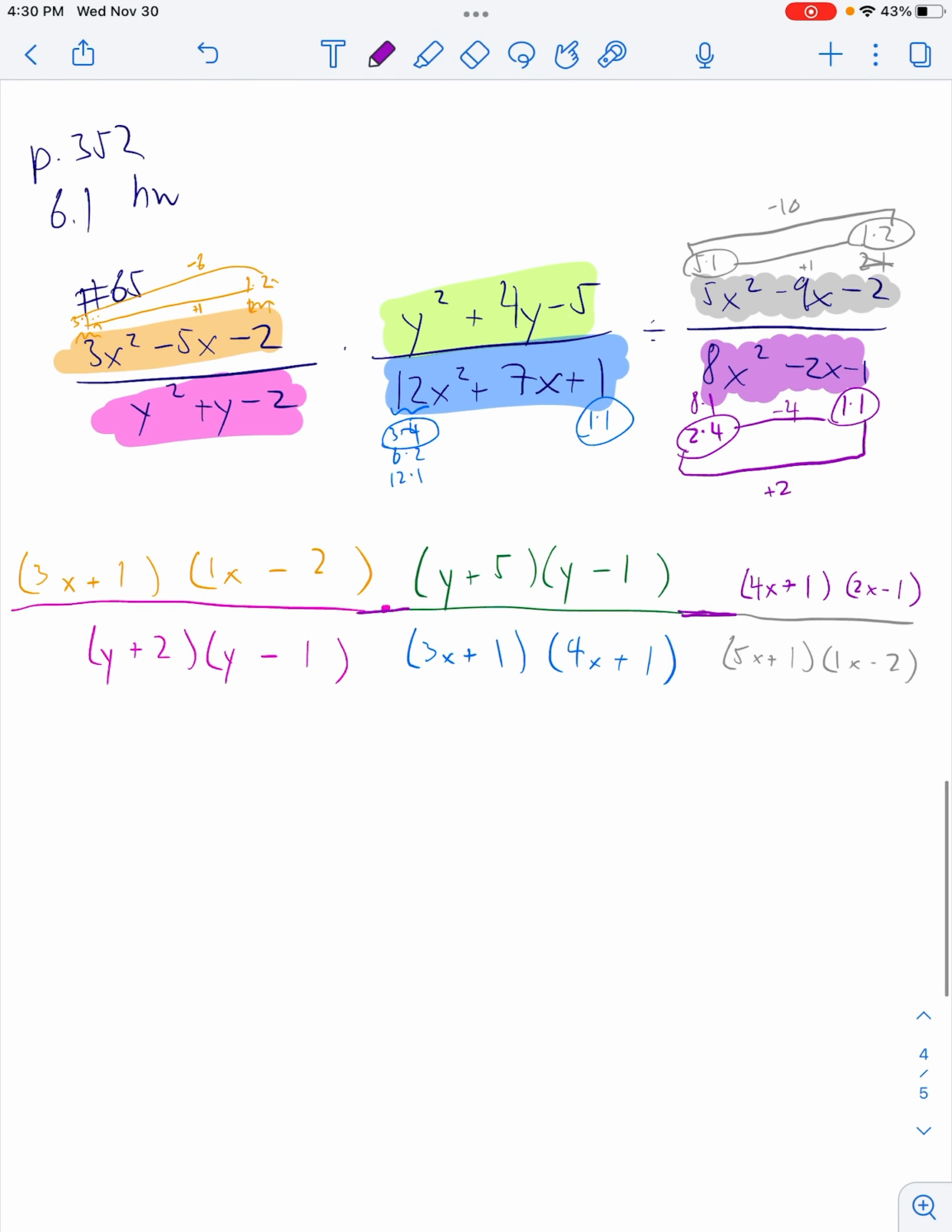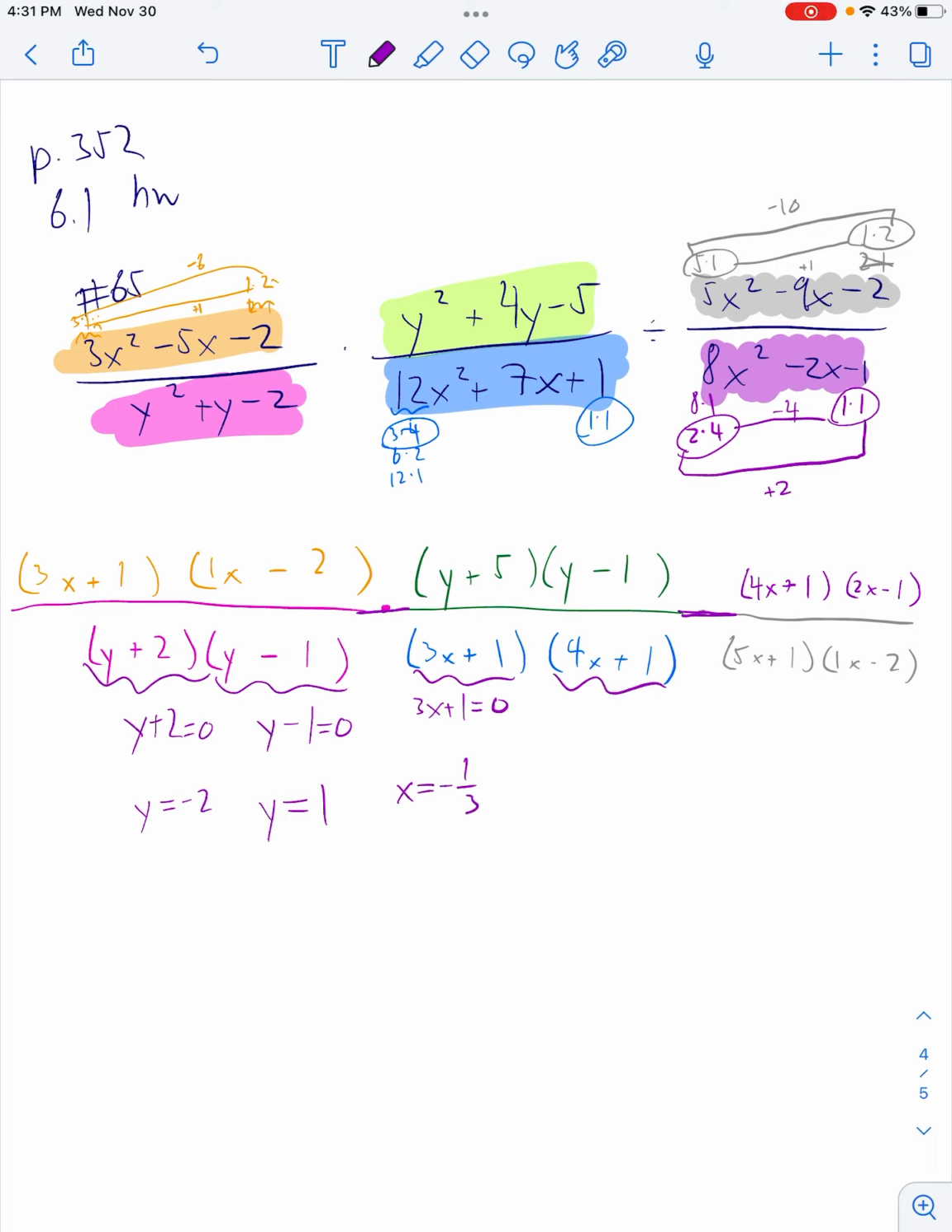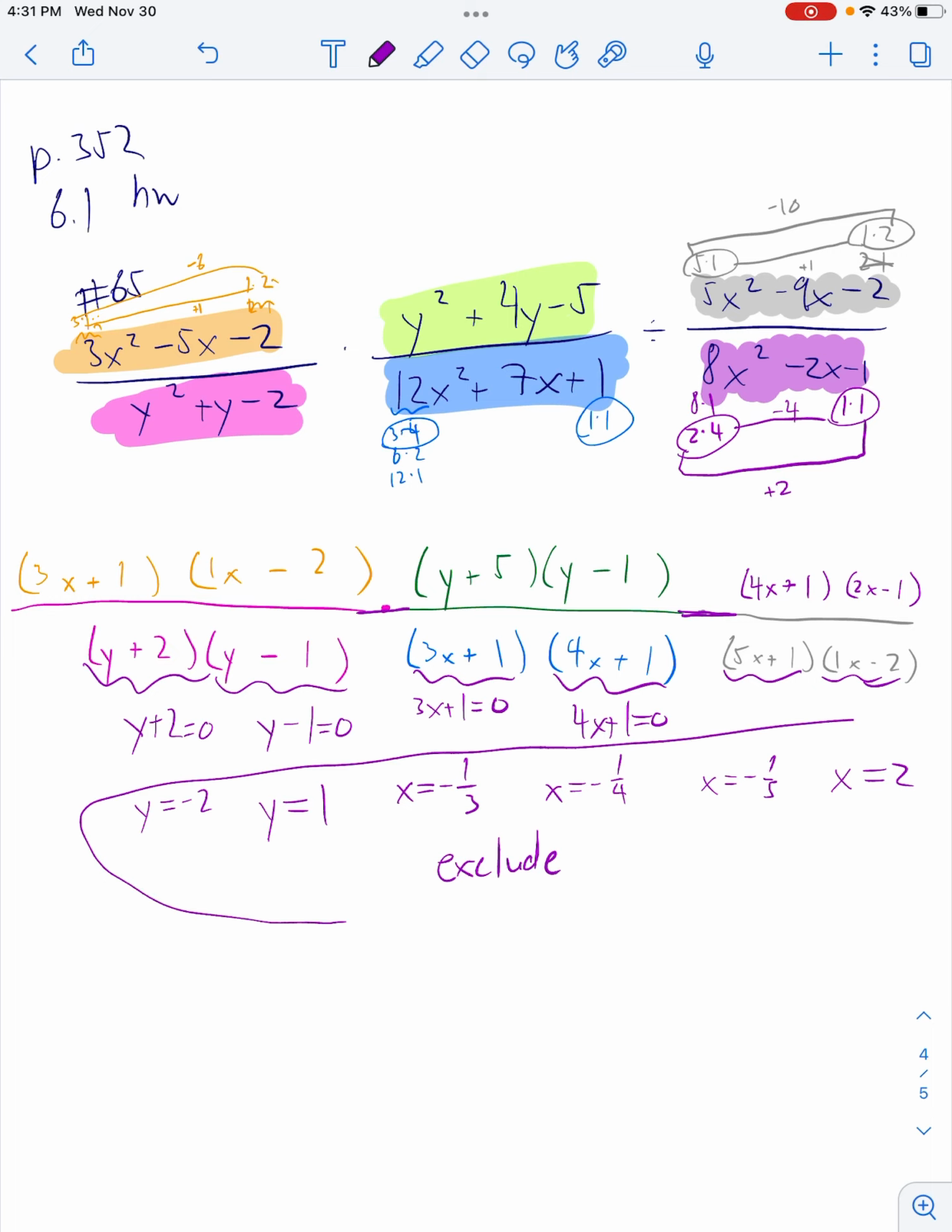Okay? First, I want to write down all my excluded values. So I set every single factor in the denominator equal to 0, and I solve for the variable. So, dang. That would be what? Negative 1/3? What's that, negative 1/4? So I want to make sure I write out all my excluded values. What's this? 2, right? So these are all my excluded values. Okay, so that's going to be one part of my answer.